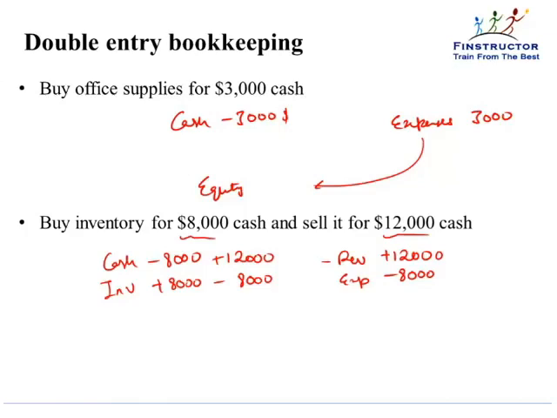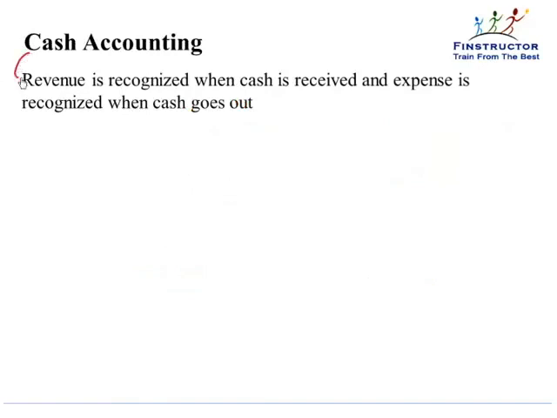It can be the same broader account, that is an asset or a liability, with two different heads under it that are getting affected. In cash accounting, revenue is recognized when the cash is received and an expense is recognized when the cash goes out. So revenues and expenses on the income statement are dependent entirely on the cash inflows and outflows.